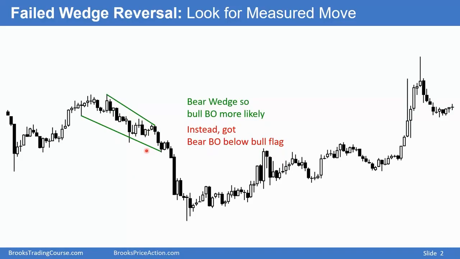A wedge bear channel, and therefore a bull flag, and it's more likely to get a bull breakout. Instead, look what we got. We got a bear breakout here and an even stronger bear breakout here. So here we're getting a bear breakout below a bull flag.